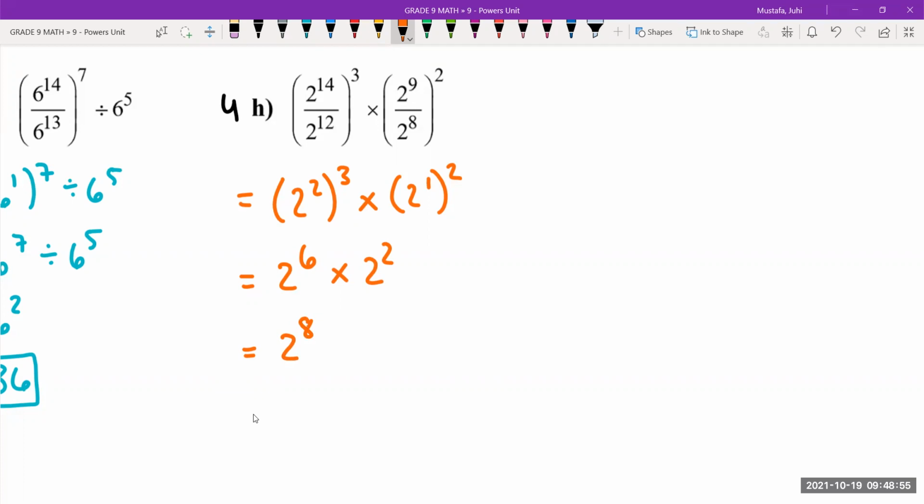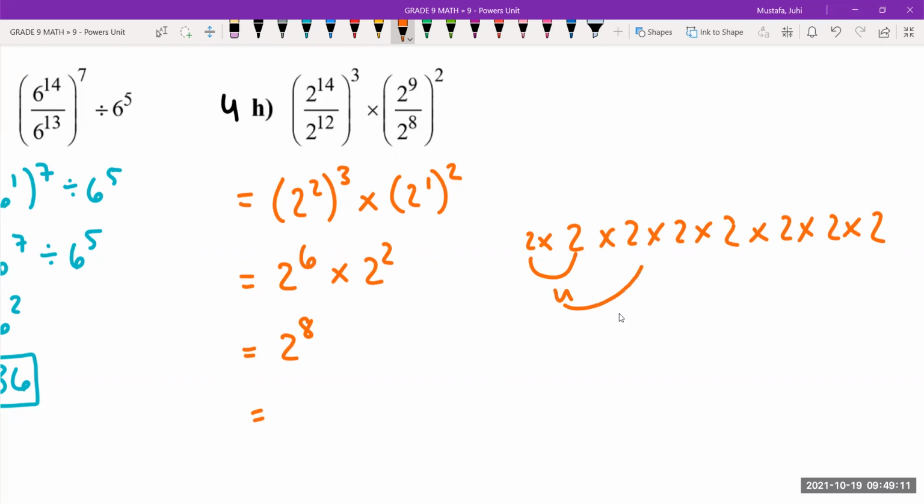Good. Yeah, and now this question is a little bit big. 1, 2, 3, 4, 5, 6, 7, 8. 1, 2, 3, 4, 5, 6, 7, and I'll add another one. Here's how I would do this. I know 2 times 2 is 4. 4 times 2 is 8. 8 times 2 is 16. 16 times 2 is 32. 32 times 2 is 64. 64 times 2 is 128. And 128 times 2, what would you guys get as an answer?